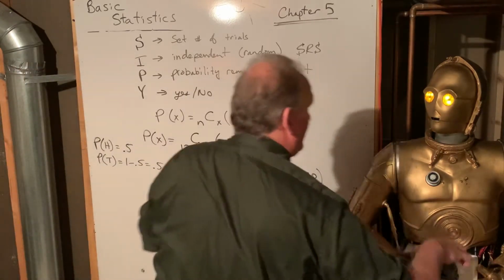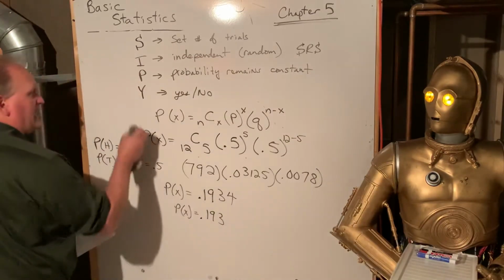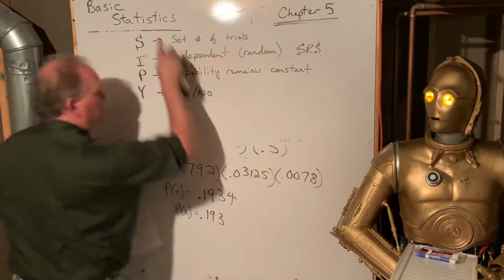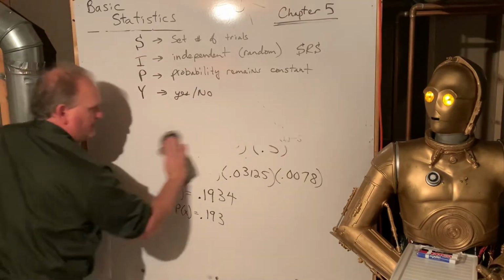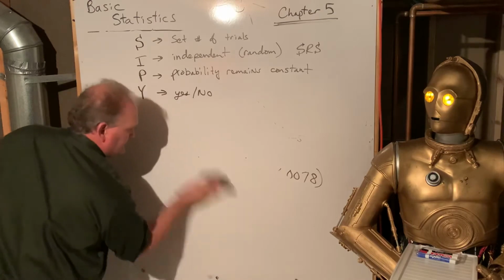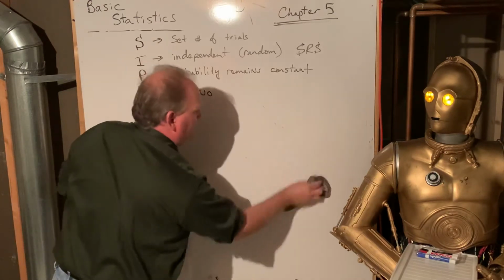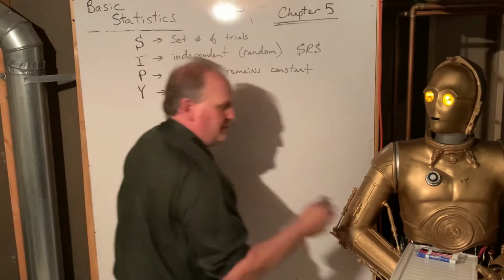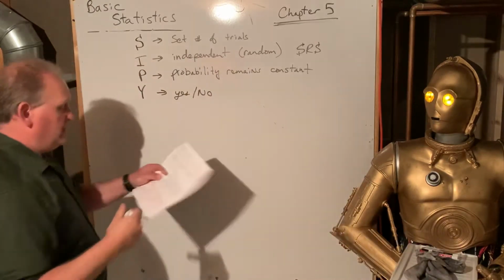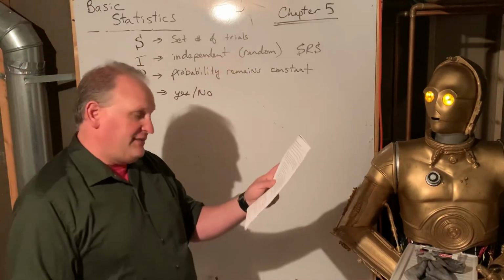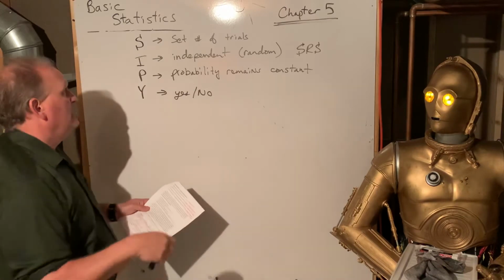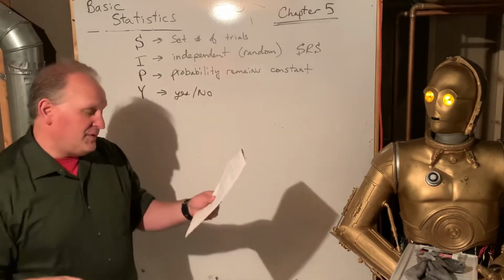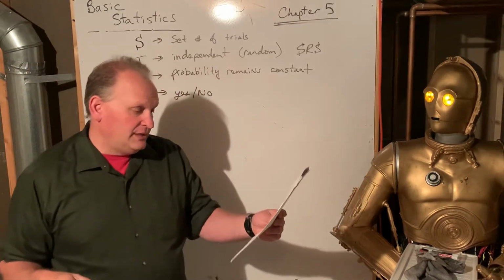All right, so we can do this. This is a binomial experiment. Let's run through the SIPI. So first, is there a set number of trials? Yes, there's 7. 7 friends that you have. Are they independent? Simple random sample.